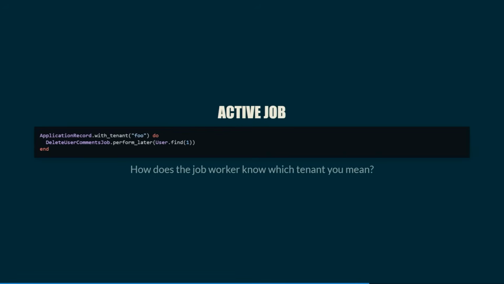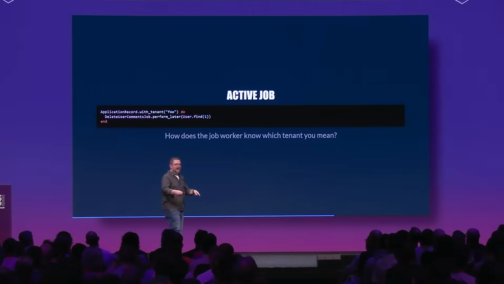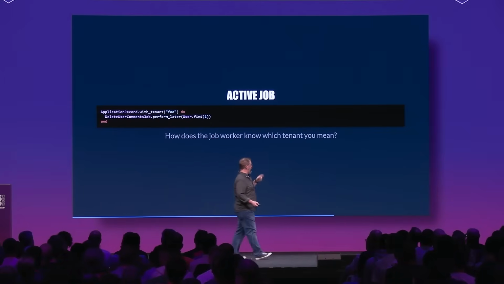But a really interesting case is Active Job. So in code like this, we're kicking off a job with tenant foo. We have a user record being passed in as an argument that's from tenant foo. Like, how the hell does this work? When this arrives in the job worker, how does the job worker have any idea what you're talking about?